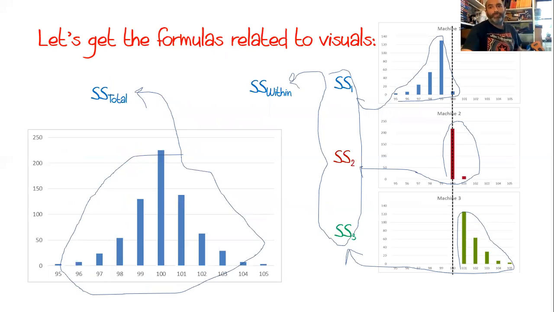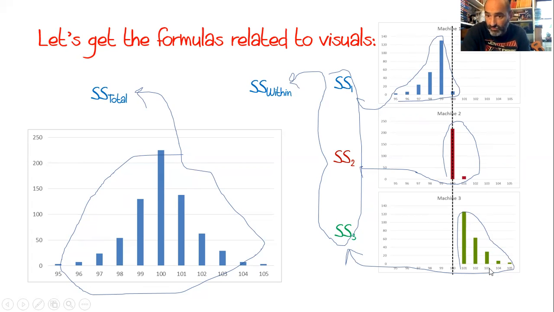Okay, so let's get the formulas related to the visuals I was talking about. That's your aggregate data set. If you find the variance of it, the numerator is going to become sum of squares total. Suppose you have case 2 as an example, you take machine 1 or sample 1, you find the sample variance of this, numerator is going to be sum of squares 1. Numerator of the second group variance will be sum of squares 2.